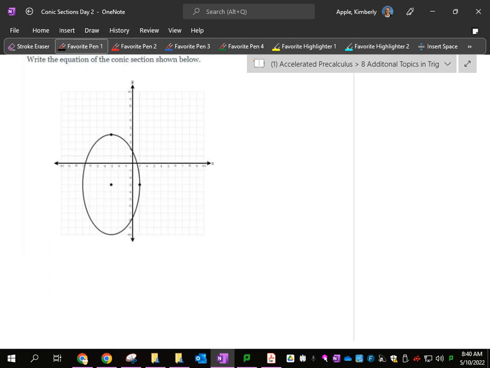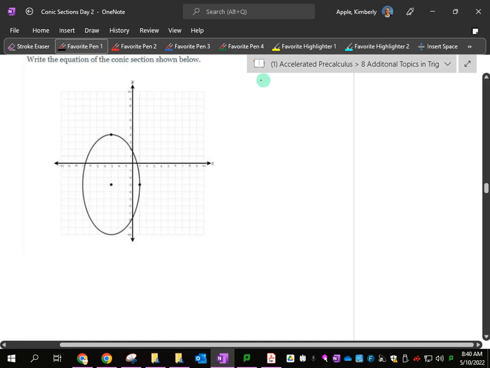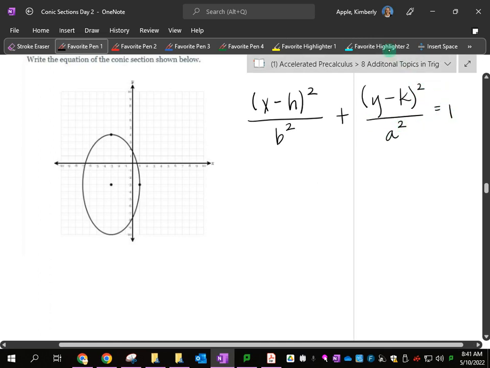So you should probably write the general version of the vertically oriented ellipse equation so we can just start plugging things in. So this is x minus h squared over b squared plus y minus k squared over a squared equals 1. And so remember, all we need is a center, h, k, we need a b, and we need an a. And if we can get those three things from this graph, then we're golden.